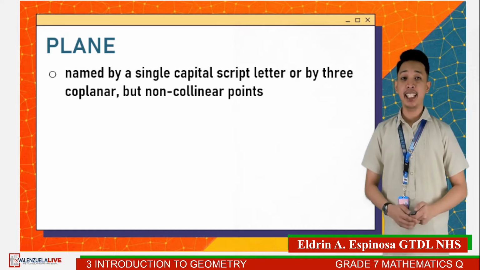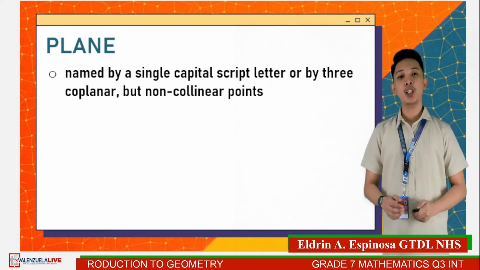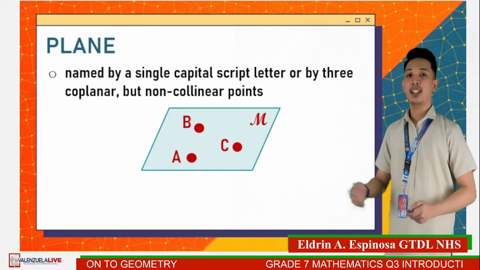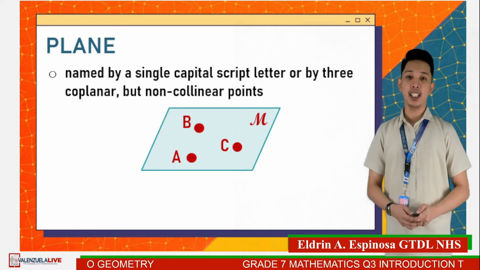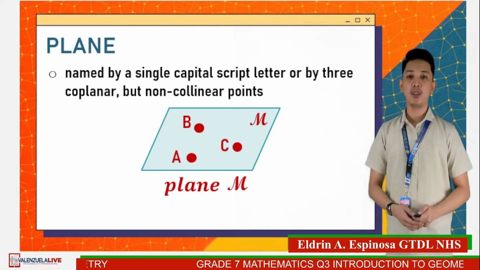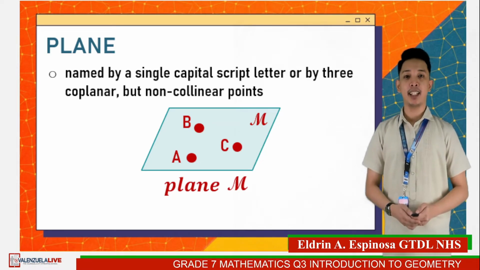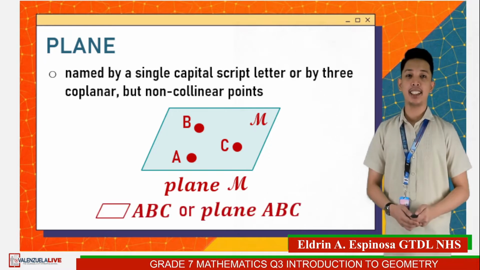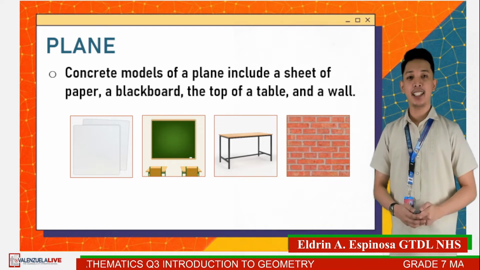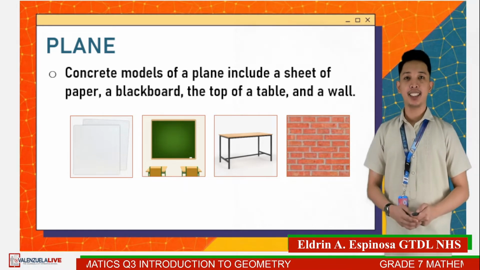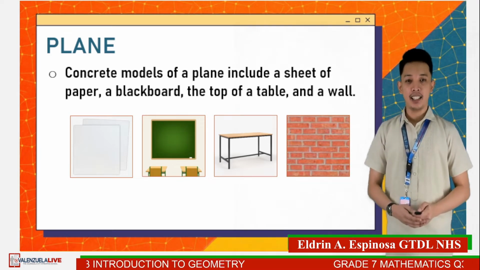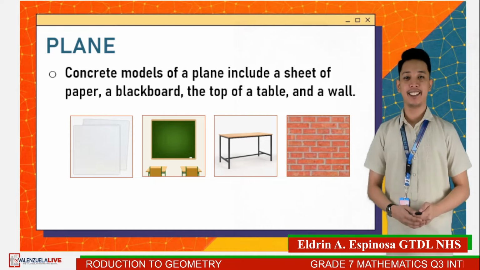A plane can be named by a single capital script letter or by three coplanar but non-collinear points. For example, in this figure, using the single capital script letter, it can be named as plane M. And using the three coplanar but non-collinear points, we can name it as plane ABC. There are some objects around us that can represent a plane, and these are the following: a sheet of paper, a blackboard, a top of a table, the wall.